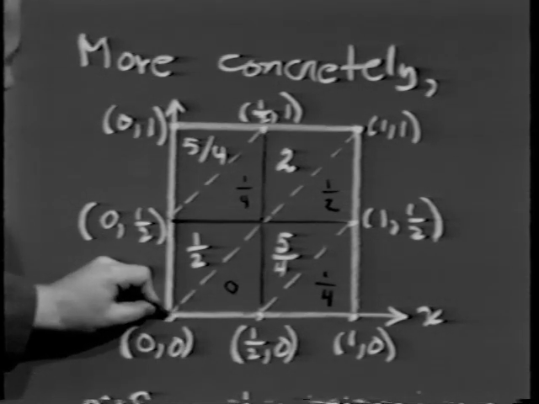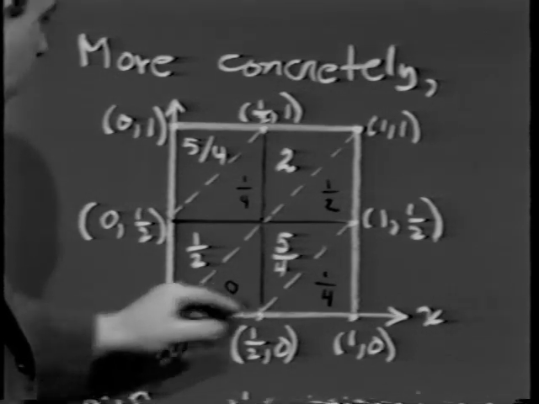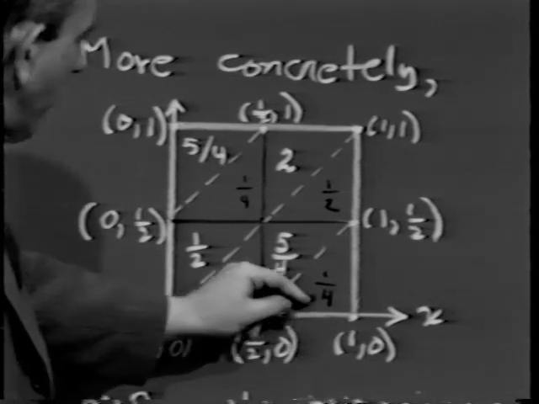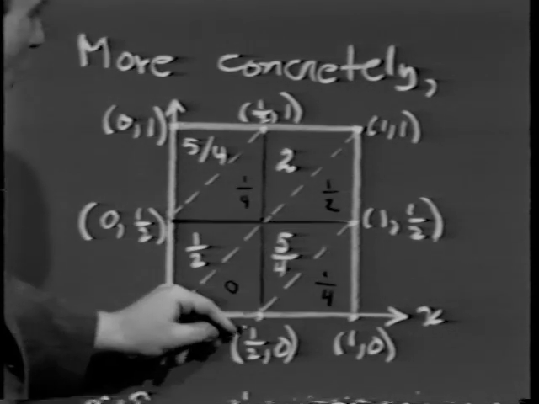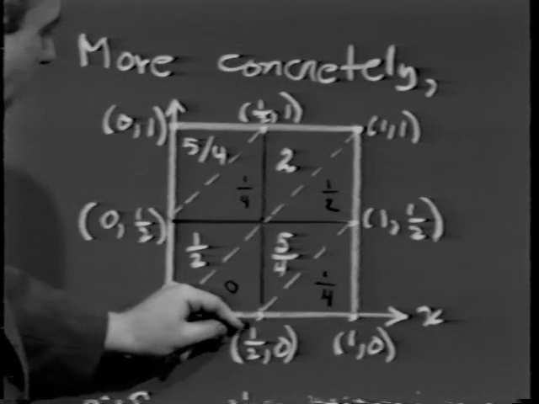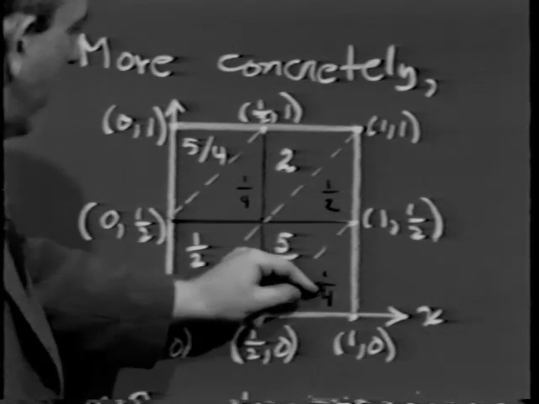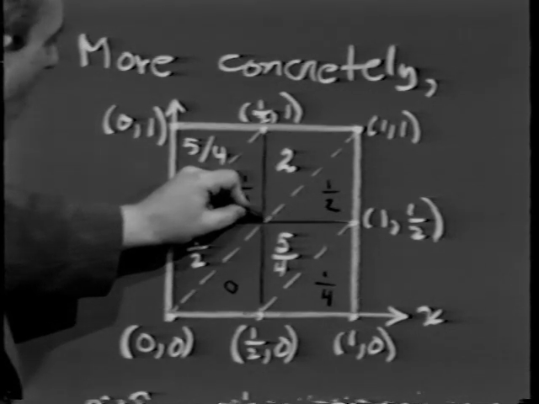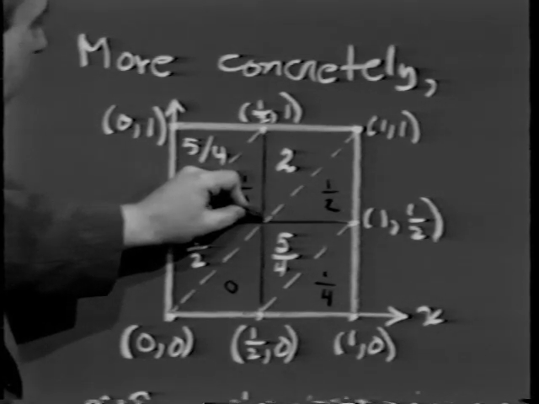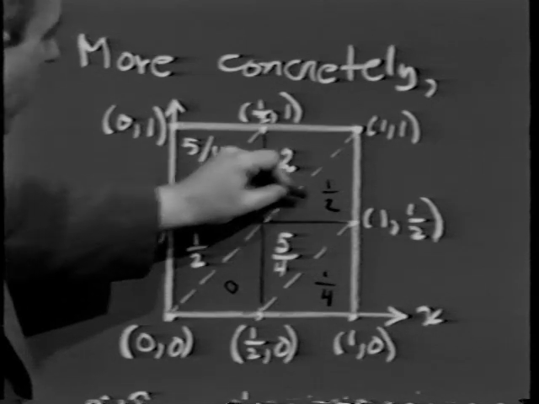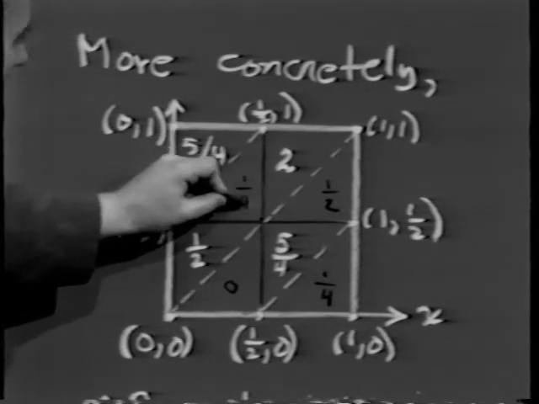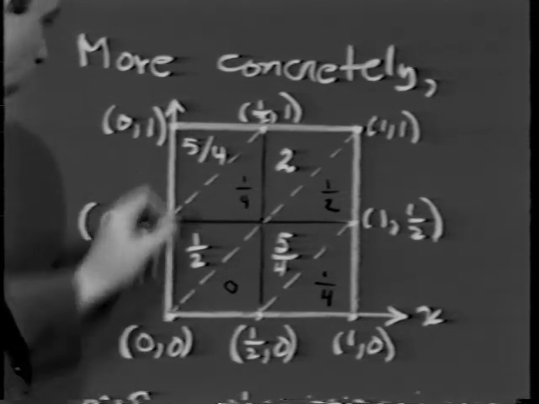The point 0, 0 corresponds to a density of 0, so the lowest possible density is 0 in this block. The point 1/2 comma 0 is the closest point to the origin in this little square. So x squared plus y squared in that case is simply 1/2 squared plus 0 squared, which is a quarter. The closest point here is 1/2 comma 1/2. So if we square the coordinates and add, we get a quarter plus a quarter, which is a half. And in a similar way, the lowest density in this block is also 1/4.